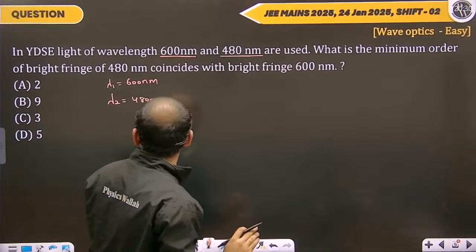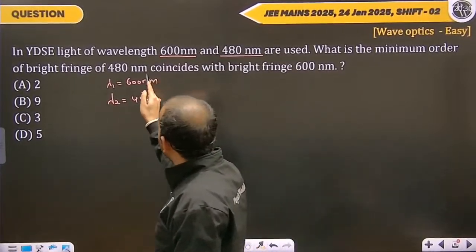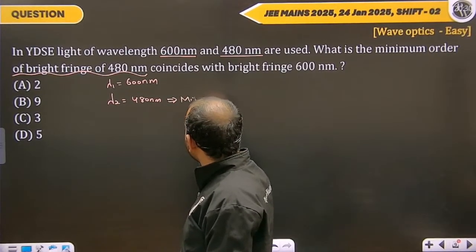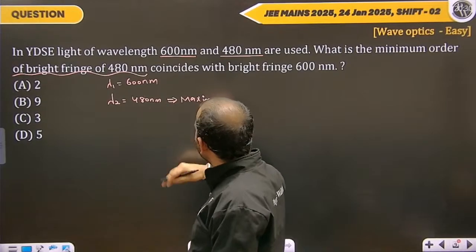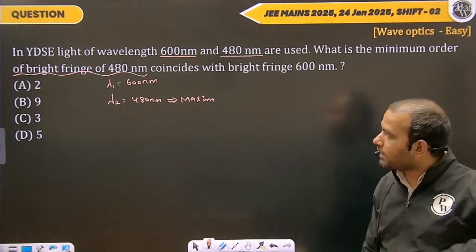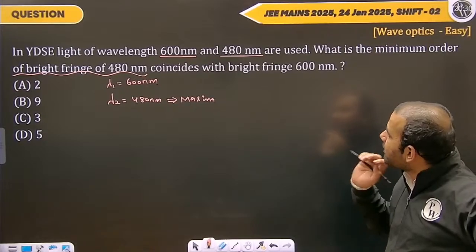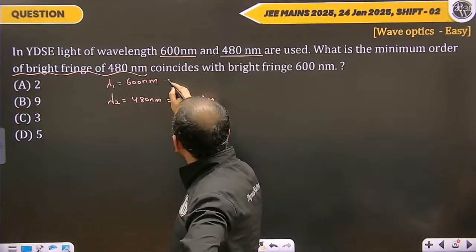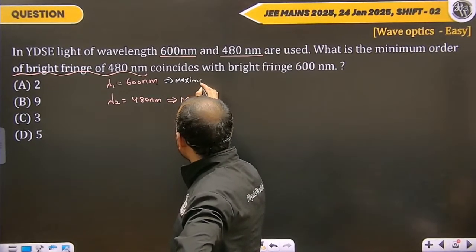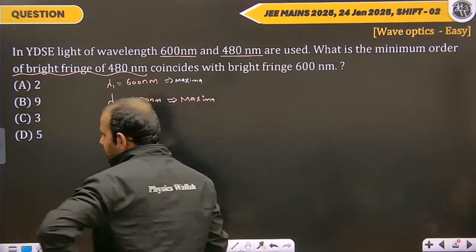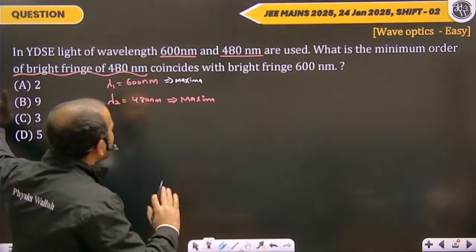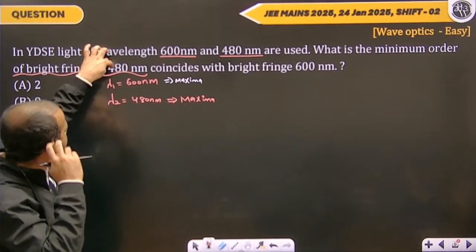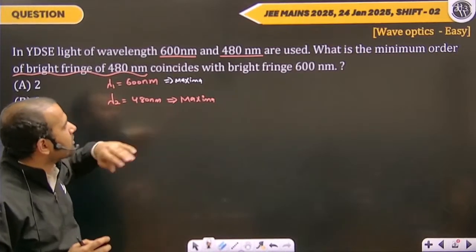Now what is the minimum order of the bright fringe of 480 nanometer? The 480 nanometer is producing some maxima. We don't know which maxima, first order or second order, that coincides with a bright fringe. So in both parts they are asking us to get the maxima, but they have not mentioned which one. So we just have to find the minimum order of the 480 nanometer maxima at which they both are at an equal distance.